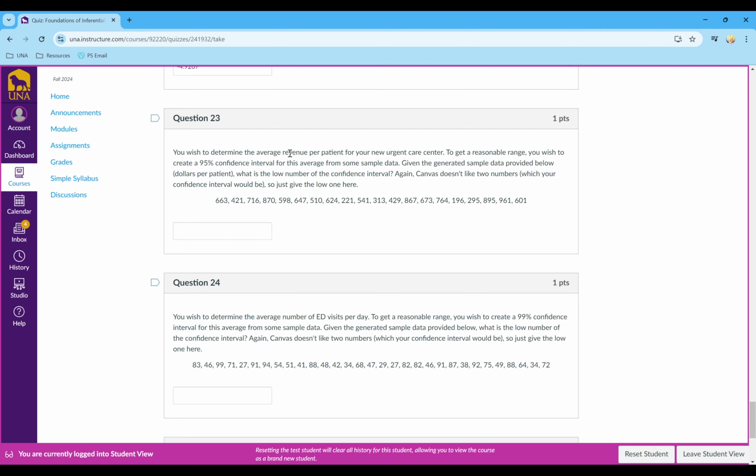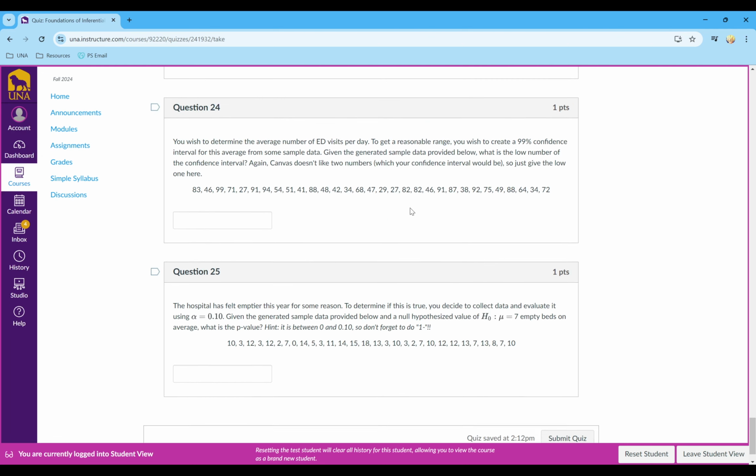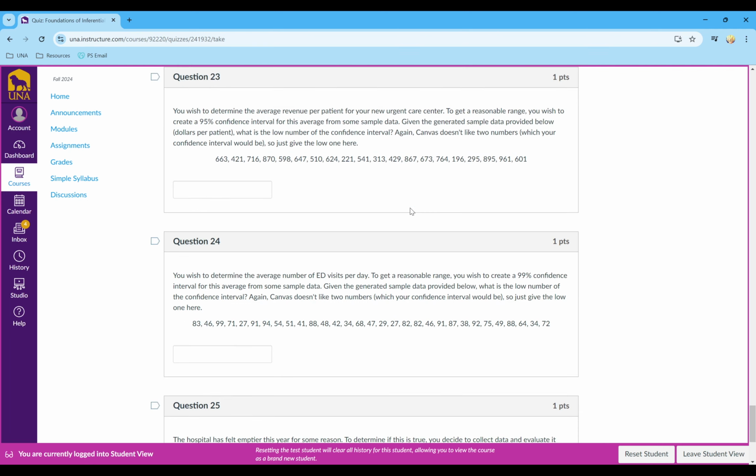All right. Determine average revenue per patient in new urgent care center to get a reasonable range. You wish to calculate a 95% confidence interval given some sample data. Given the generated sample below, what's the lower number of the confidence interval? Okay, so this is asking me to kind of combine the whole process, and I've got a few numbers coming up here combining the whole process.